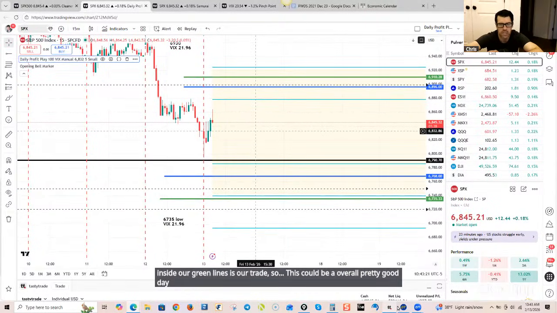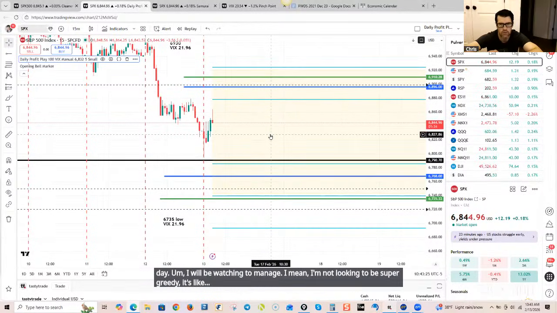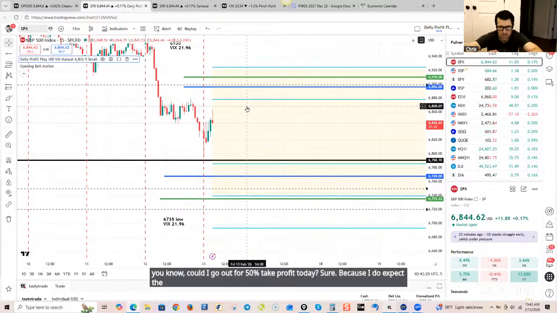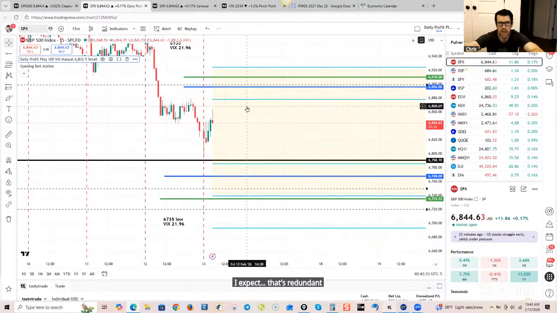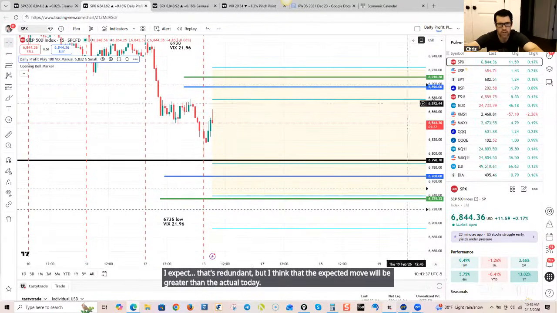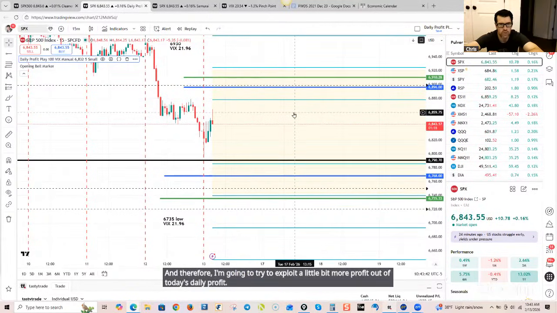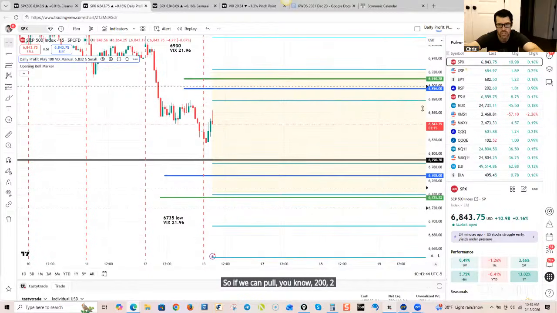I will be watching to manage. I'm not looking to be super greedy. It's like, could I go after 50% take profit today? Sure, because I do expect the expected move to be greater than the actual today. And therefore, I'm going to try to exploit a little bit more profit out of today's daily profit play. So if we can pull 200, 210, 220 out of that max 260, that's pretty good.